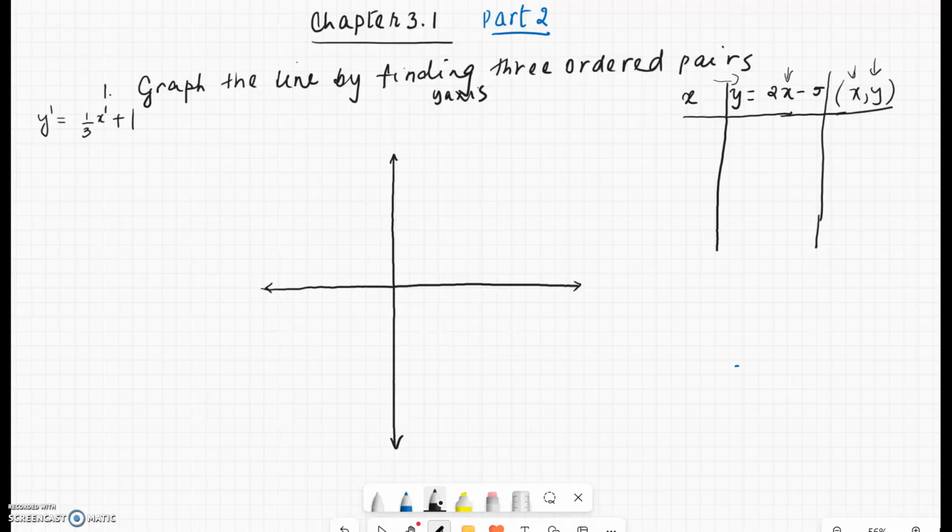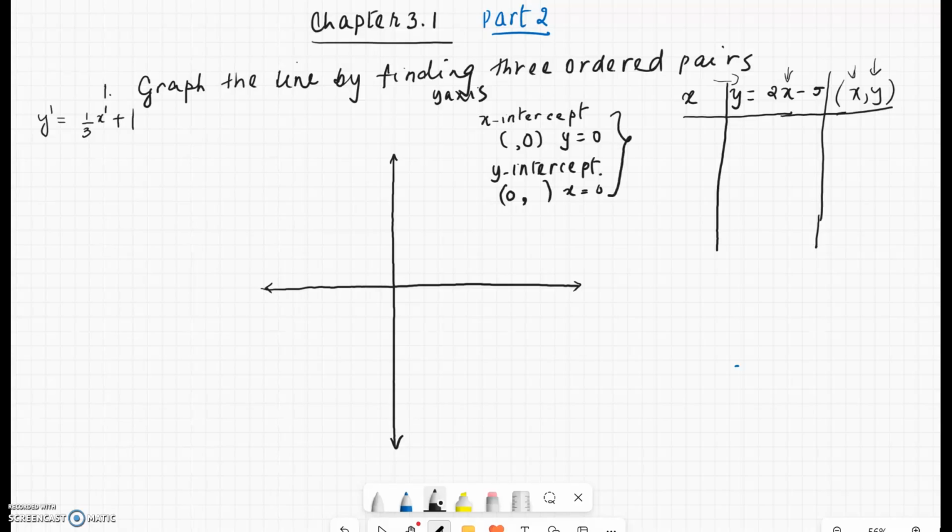Also, remember what we discussed last time. An x-intercept is where the graph of the line or any graph crosses the x-axis. And when it crosses the x-axis, the y is always 0. The y-intercept is where the graph crosses the y-axis.